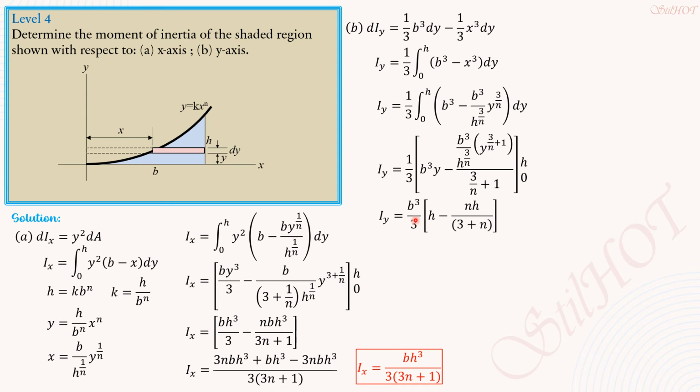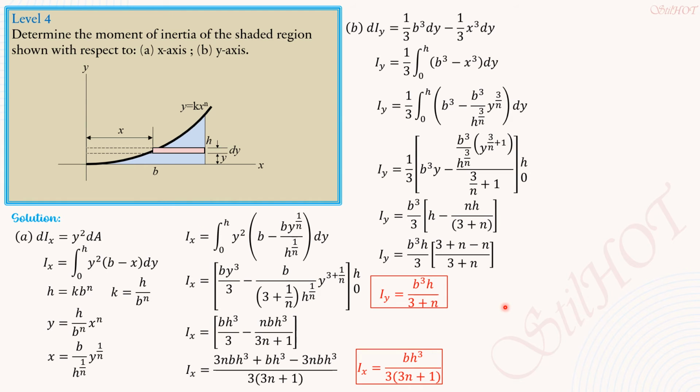So factor out h, then we'll have b cubed h over 3 quantity (3 plus n minus n) all over (3 plus n). So cancel n, and since this is just 3 divided by 3, we can cancel also 3. So Iy equals b cubed h over (3 plus n). So that's the moment of inertia with respect to the y-axis.